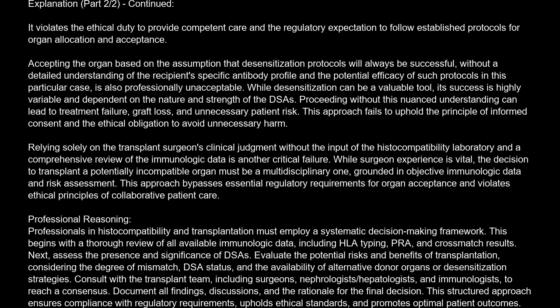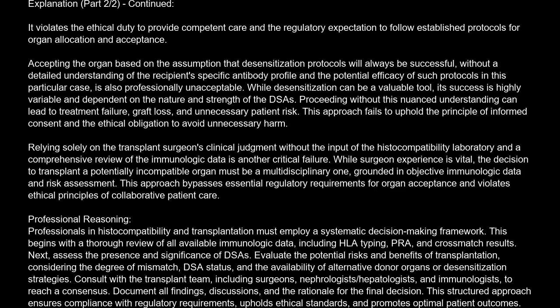Professional reasoning. Professionals in histocompatibility and transplantation must employ a systematic decision-making framework. This begins with a thorough review of all available immunologic data, including HLA typing, PRA, and crossmatch results. Next, assess the presence and significance of DSAs. Evaluate the potential risks and benefits of transplantation, considering the degree of mismatch, DSA status, and the availability of alternative donor organs or desensitization strategies.